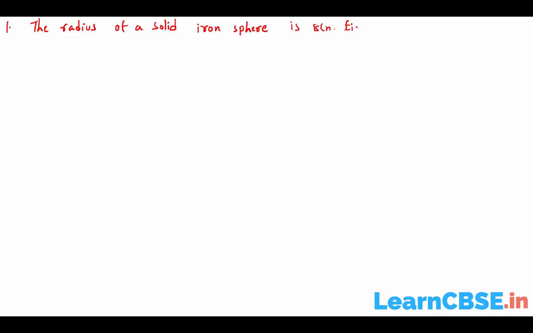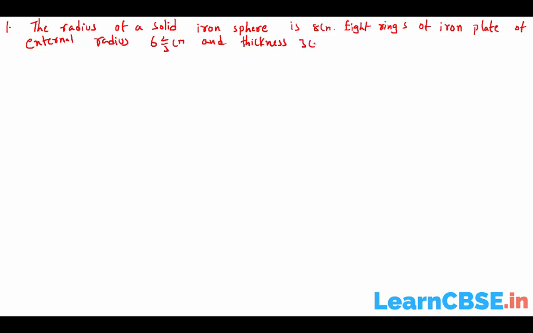8 rings of iron plate of external radius 62 by 3 centimeters and thickness 3 centimeters are made by melting the sphere.